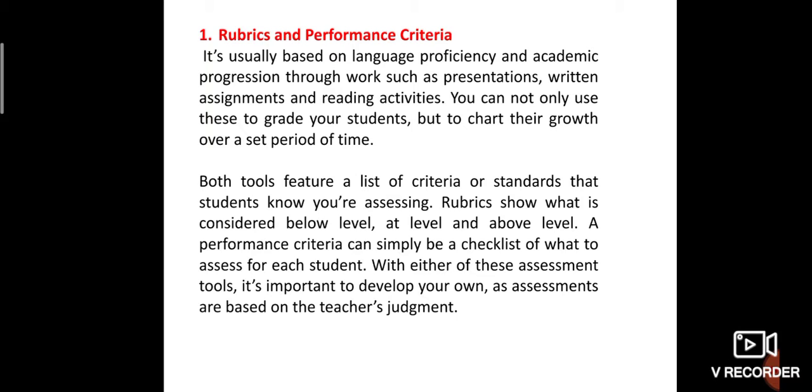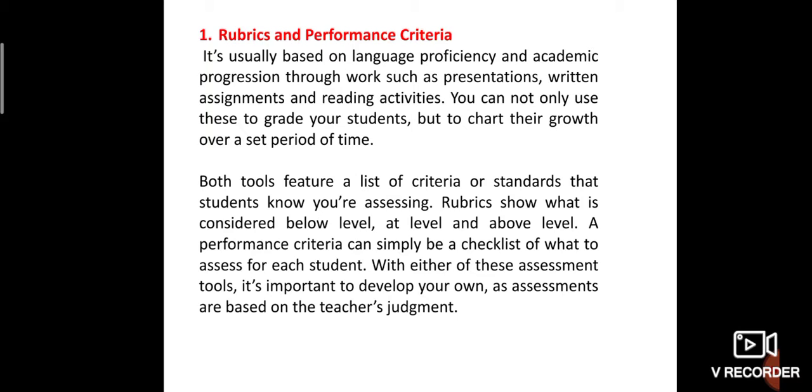Both tools feature a list of criteria or standards so that students know what you're assessing. Rubrics show what is considered below level, at level, and above level. A performance criteria can simply be a checklist of what to assess for each student. With either of these assessment tools, it's important to develop your own, as assessments are based on the teacher's judgment.